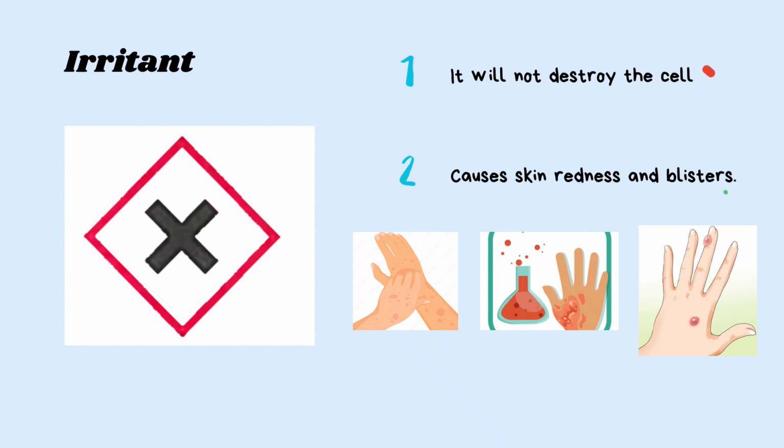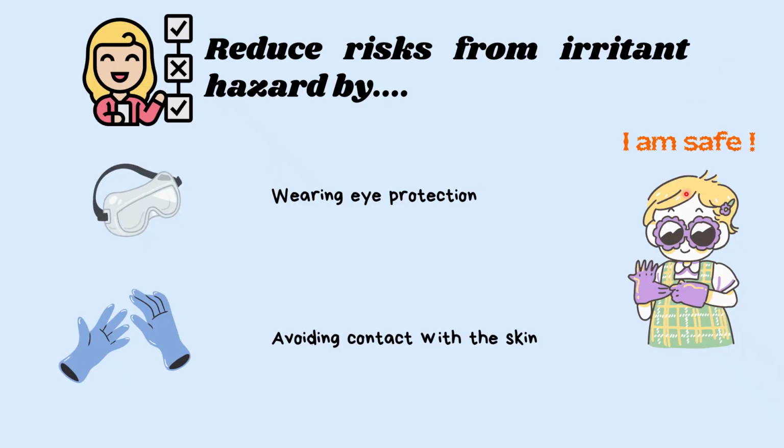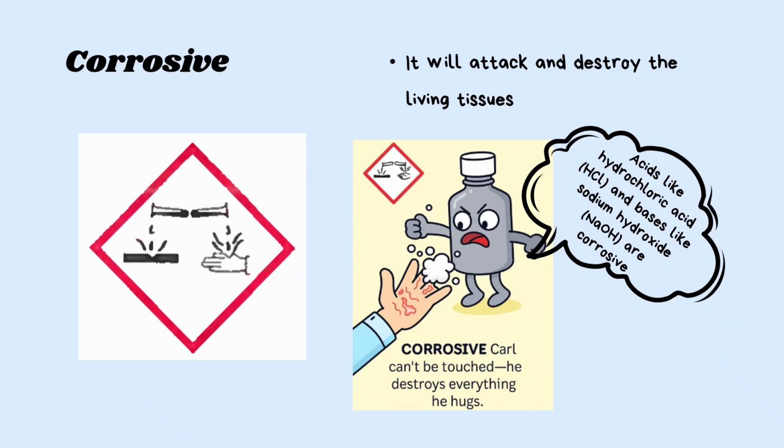Next, we will be understanding the different ways you can reduce the risk from these irritant hazards. The first way is you're supposed to keep the contact away from your eyes. So you're going to wear eye protection. Even if that chemical spills out of the container, it is not going to touch your eyes. Next, you're going to avoid the contact by wearing gloves. So it will keep your skin safe. With this, you're ready to carry out your experimentations.